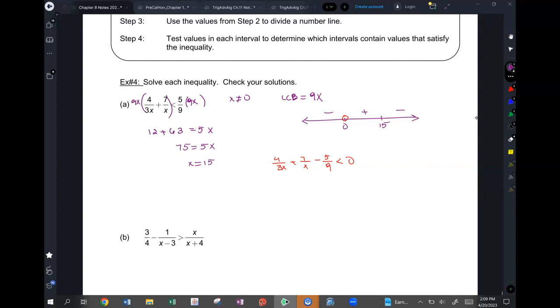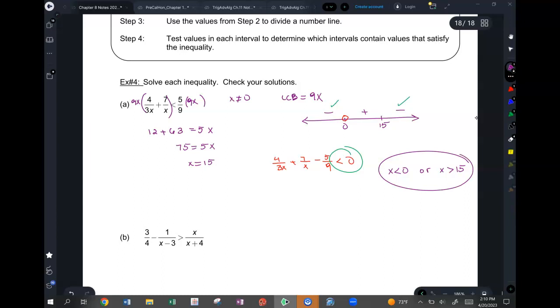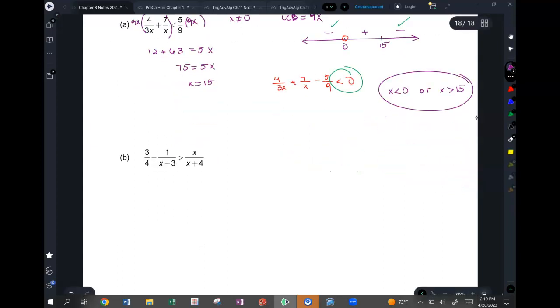So now, what do we want? We want the case when it's less than 0. So all the negatives, that means it's this one and this one. So we say x is less than 0 or x is greater than 15. Now, because this is less than 0, none of these can have the equality symbol. Like it can never be greater than or equal to.